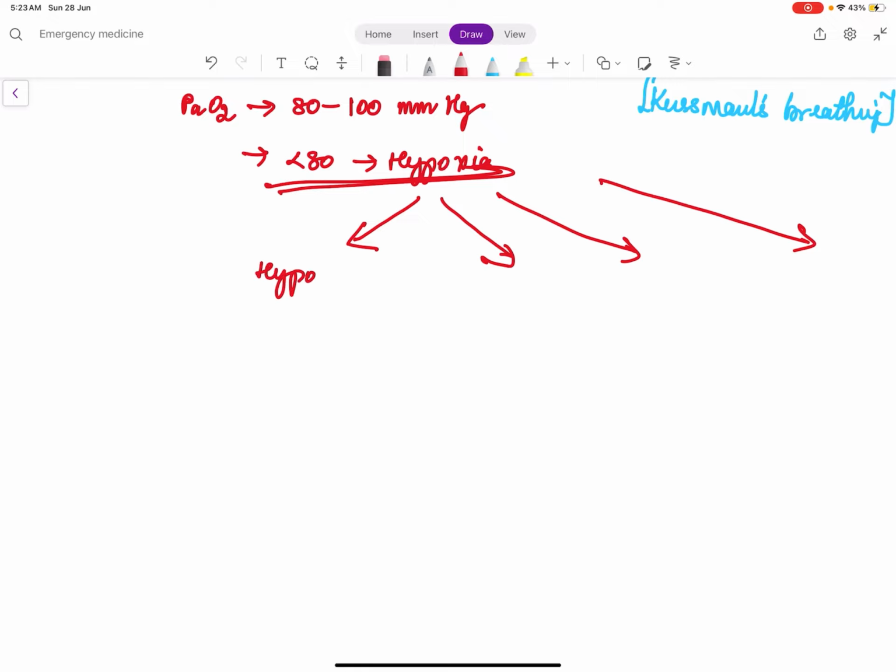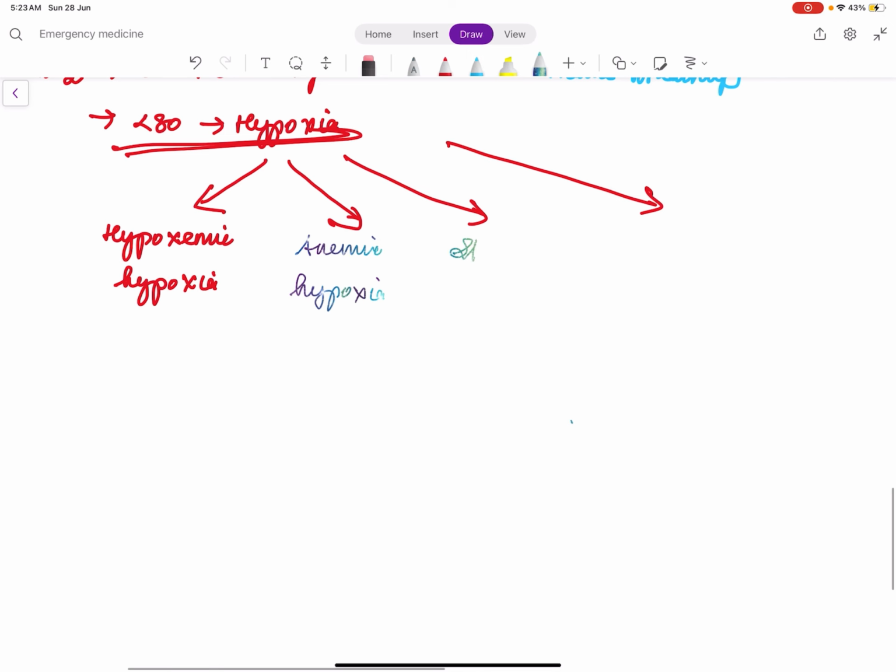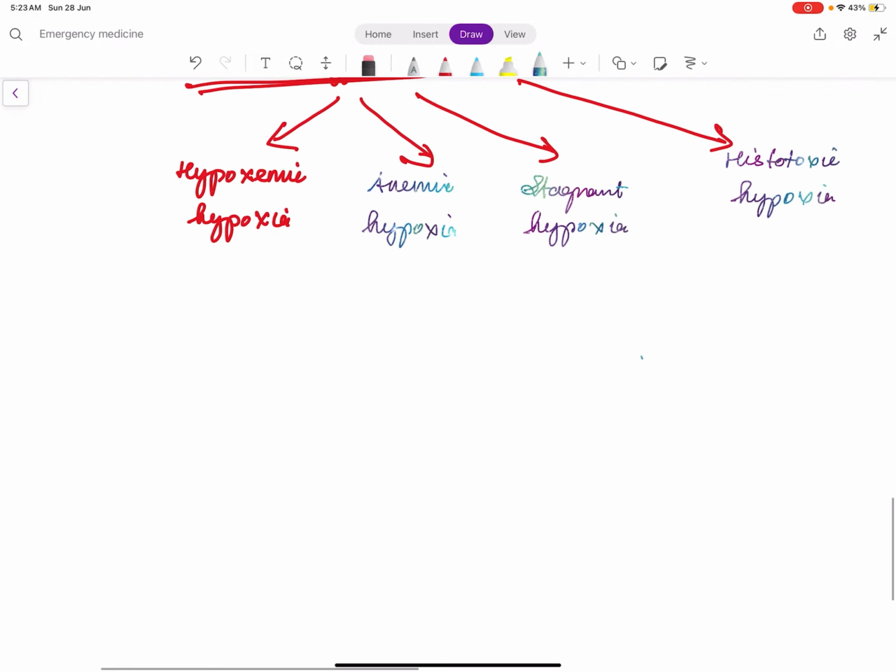One is hypoxemic hypoxia. Anemic hypoxia. Stagnant hypoxia. Histotoxic hypoxia. So this is something which we have learned theoretically from our physiology. We'll just make it more practical.